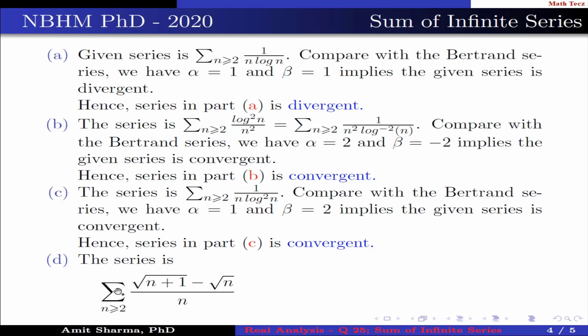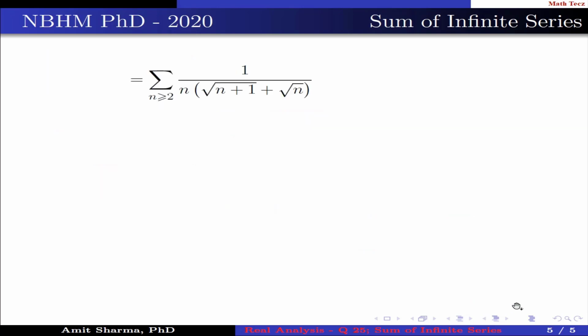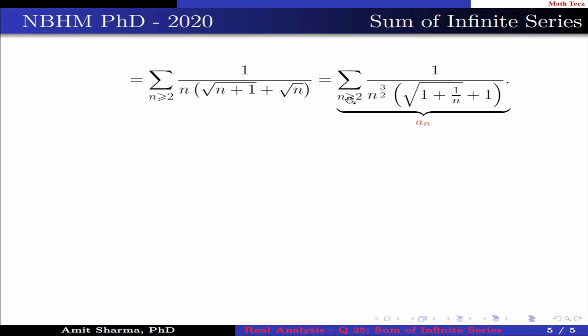Part D, the series is summation n greater than or equal to 2, square root of n plus 1 minus square root of n divided by n. Now rationalize it. We have summation n greater than or equal to 2, square root of n plus 1 minus square root of n divided by n, into square root of n plus 1 plus square root of n divided by square root of n plus 1 plus square root of n. After simplification, we have summation n greater than or equal to 2, 1 upon n into square root of n plus 1 plus square root of n. Taking square root n common, we have summation n greater than or equal to 2, 1 upon n to the power 3 by 2 into square root of 1 plus 1 by n plus 1.